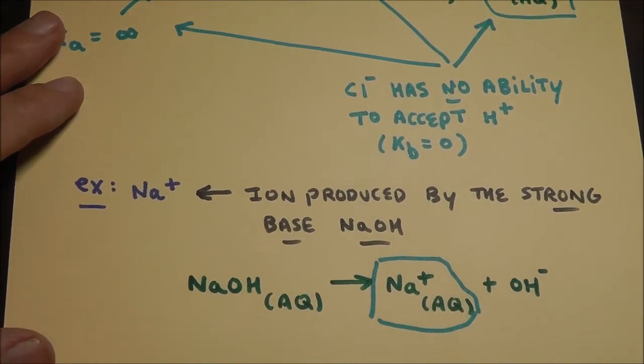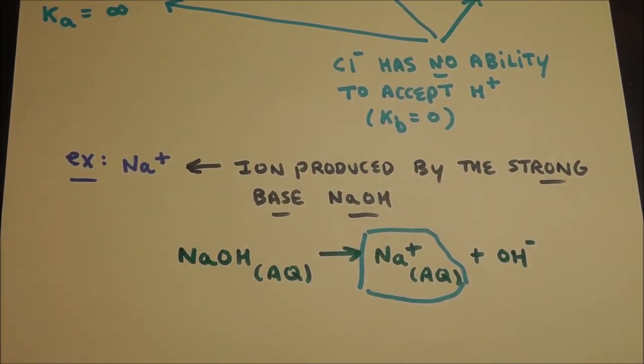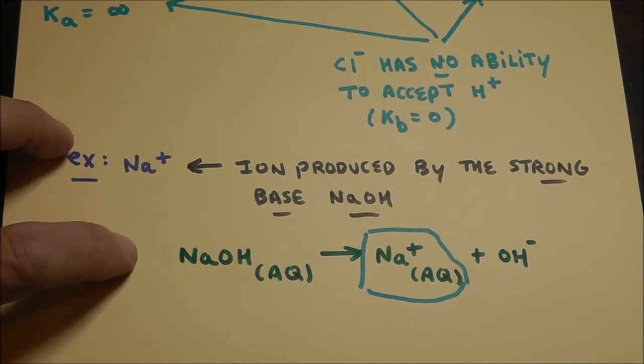Let's take, for example, something that's part of a base. So you take sodium ion. What acid or base is that related to? Well, it's a positive ion, and so it's related to the strong base sodium hydroxide. And when sodium hydroxide dissociates in water because it's a strong base, that sodium is stuck there on the right. This equilibrium lies completely to the right, like Kb of infinity.